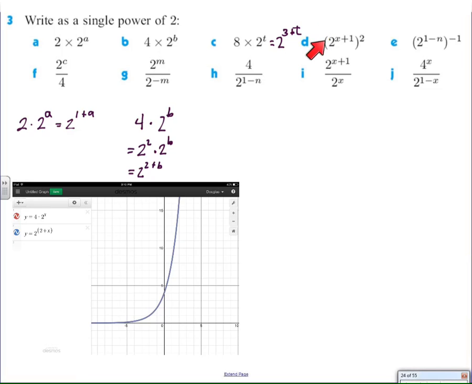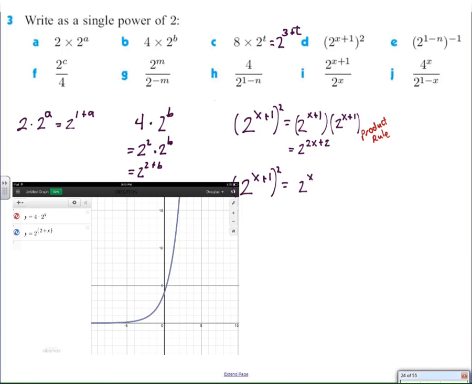Now we get into part D, where it's power of a power. Some of these problems are exercises. There's more than one way to look at it. For example, I could take 2 to the x plus 1, squared, and think of it as 2 to the x plus 1 times 2 to the x plus 1. Then I can apply the product rule, which says if you multiply two numbers of the same base, you add the exponents. So x plus 1 plus x plus 1 is 2x plus 2. This is using the product rule to simplify.